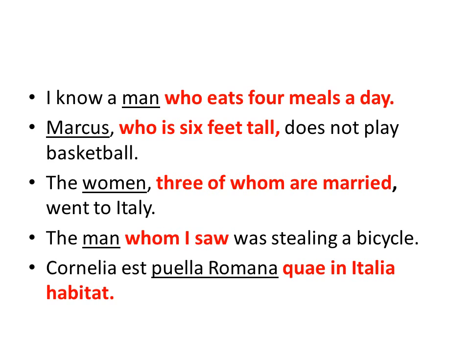So if we look at all of those again, I know a man who eats 4 meals a day. Marcus, who is 6 feet tall, does not play basketball. The women, 3 of whom are married, went to Italy. The man whom I saw was stealing a bicycle. Cornelia est puella Romana quae in Italia habitat. In all 5 of those sentences, we have the relative clauses in red. We have the antecedents of those relative clauses underlined.